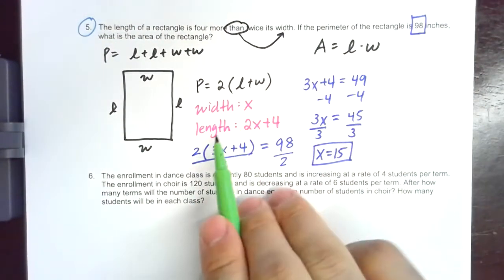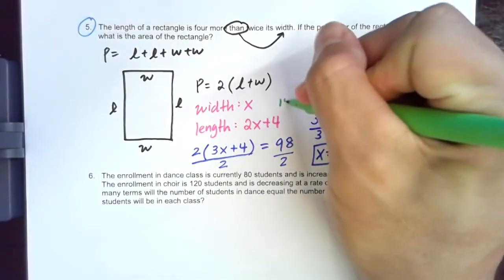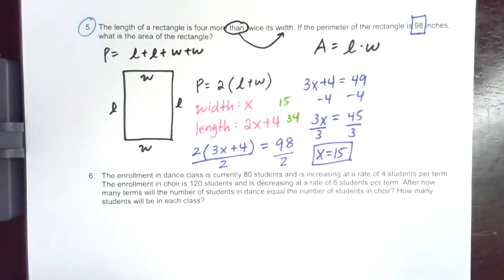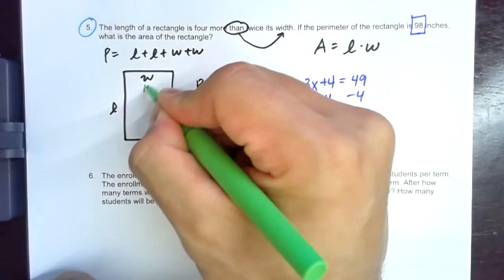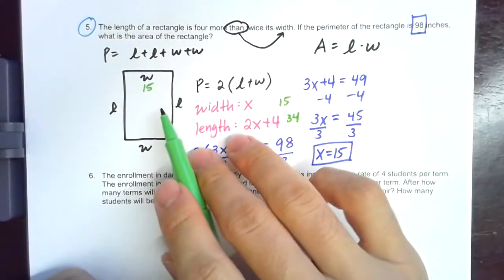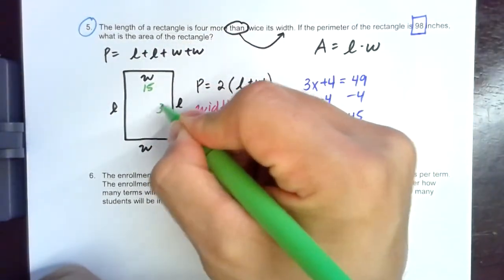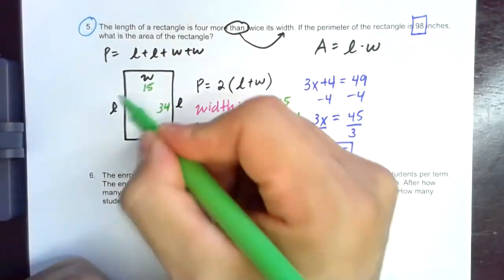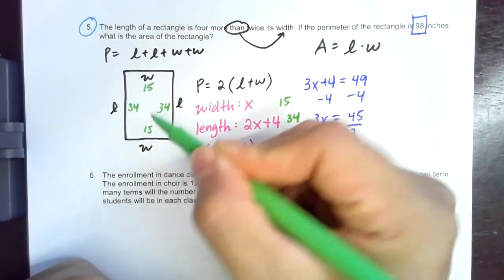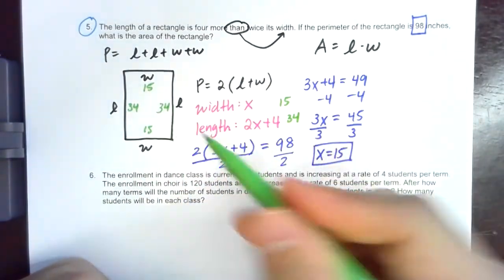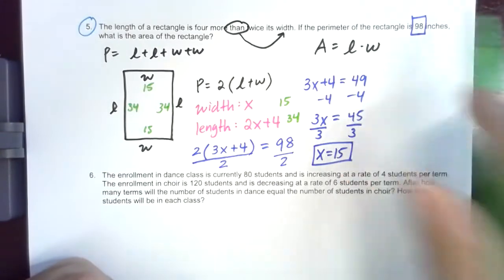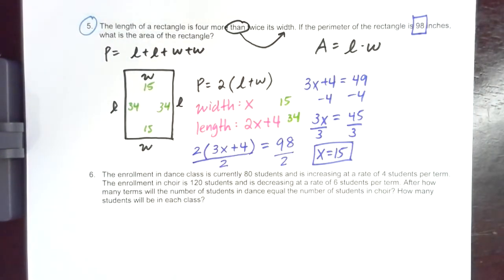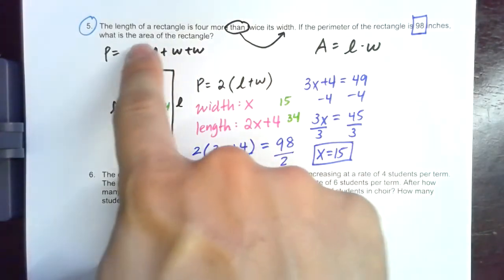Let's just double check. If x is 15, the length would be 34, right? A lot of layers in this one. Let's see if that's true. Width 15 and length 34. Maybe this picture is even drawn to scale. Like, Mr. Quill, your skills are so strong. Your picture is drawn to scale and it looks pretty accurate. Let's see. 15 plus 15 is 30. 34 plus 34 is 68. And you can see that does add up to 98. Okay. Wow. But still, that's not the final answer, right?